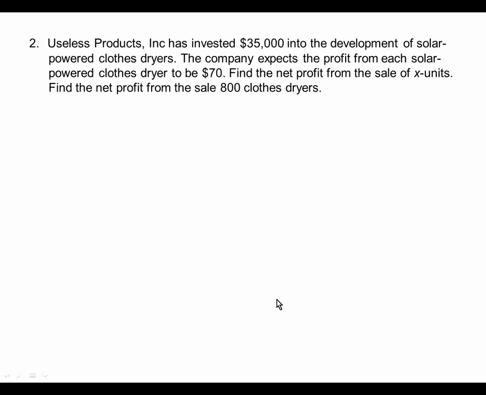Example 2. Useless Products Incorporated has invested $35,000 into the development of solar-powered clothes dryers. The company expects the profit from each solar-powered clothes dryer to be $70. Find the net profit from the sale of X units. Find the net profit from the sale of 800 clothes dryers. Notice this is 2 questions, so this is actually a 2-point question.